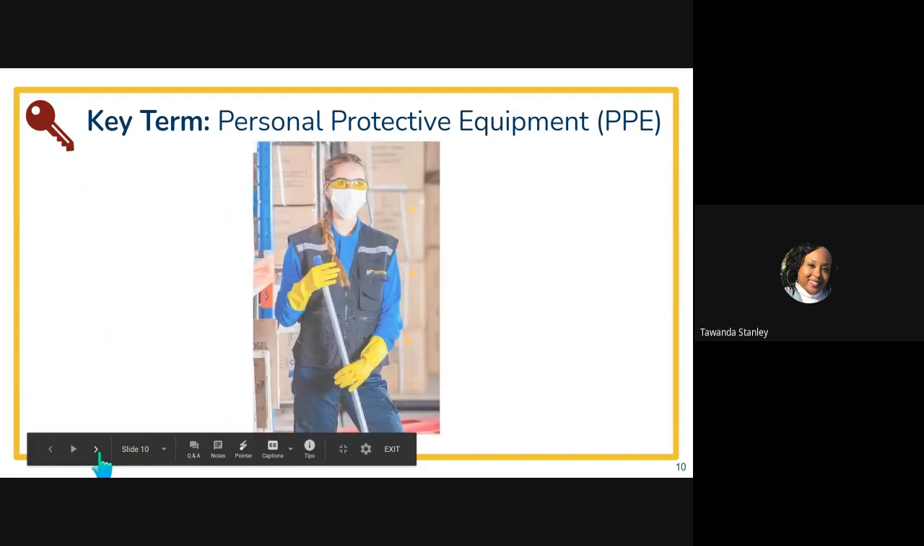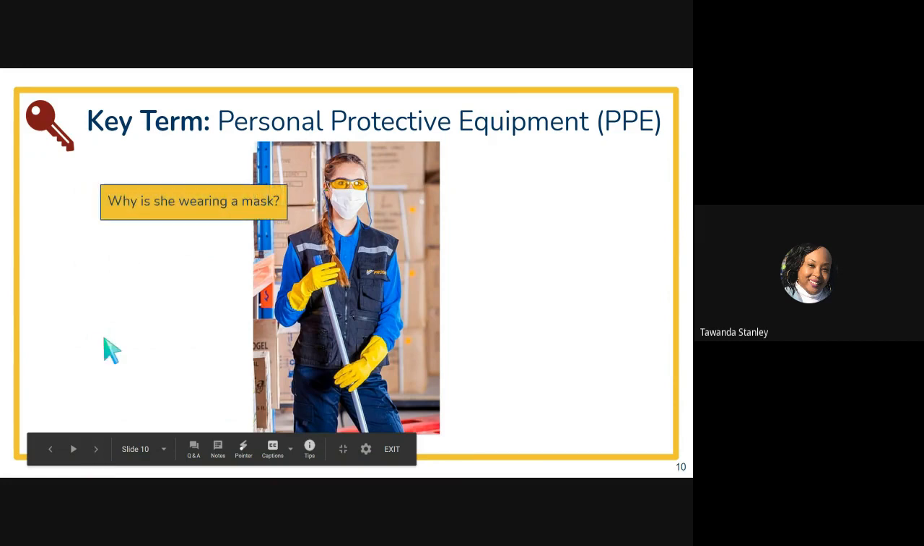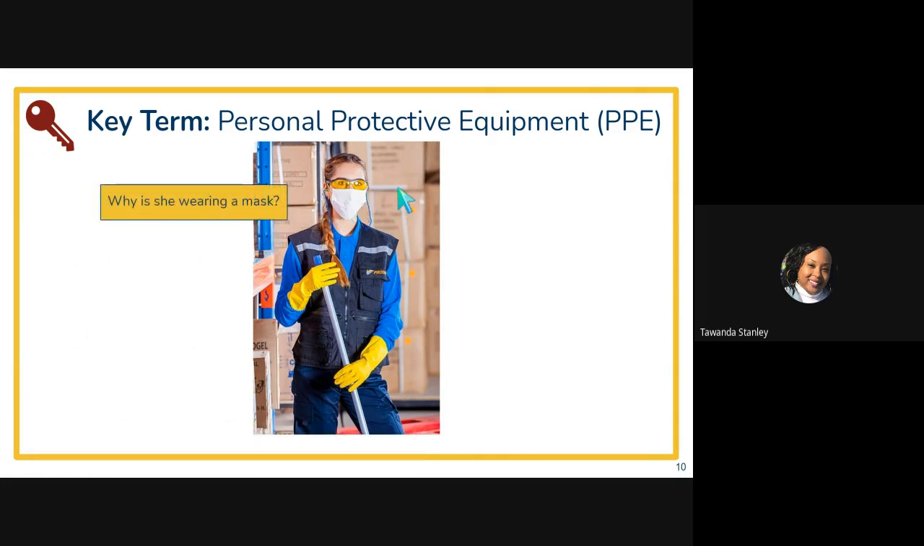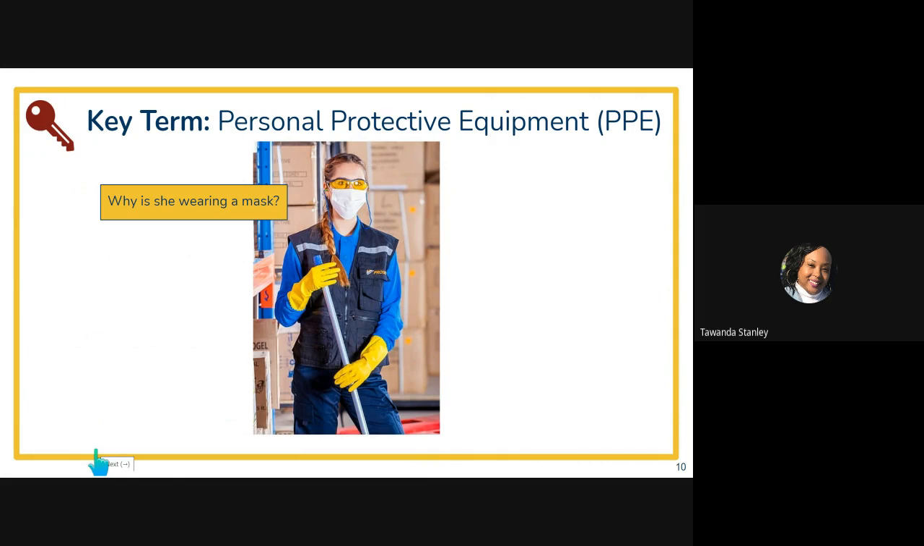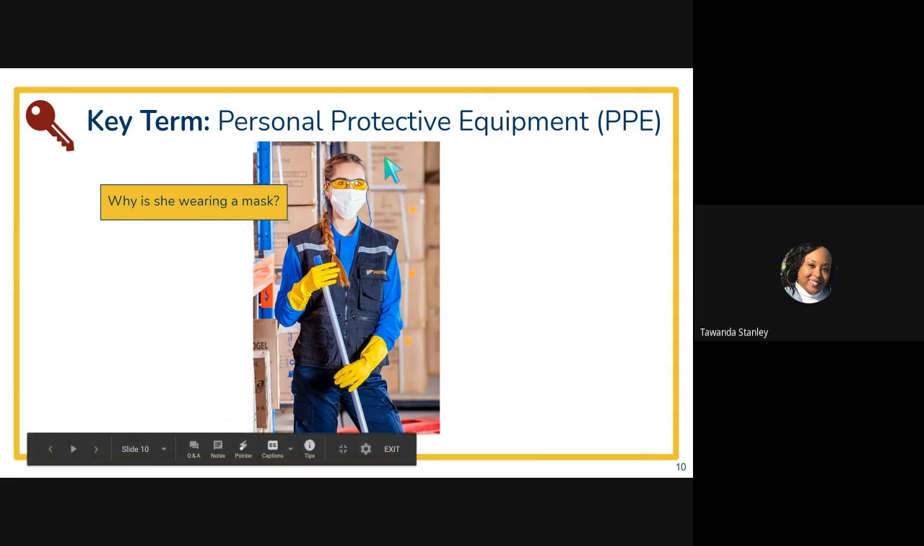So here's the key term: personal protective equipment. So we talked about reasons why this young lady is possibly wearing her mask. Some of those examples include, because of COVID restrictions, chemicals. And again, I am just literally going through this quickly because we've already went over this information. So COVID, fumes, dust particles, those are reasons why she may possibly be wearing that mask.